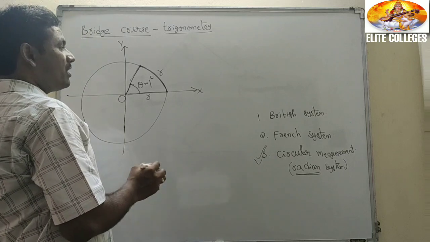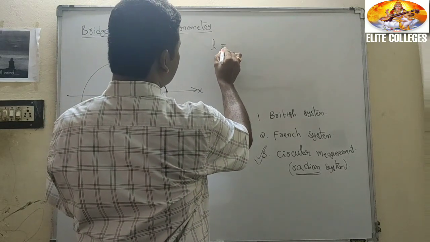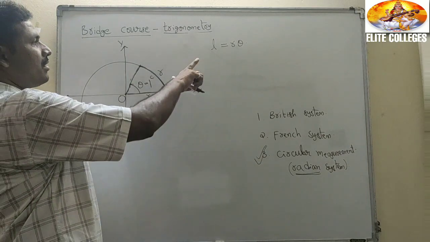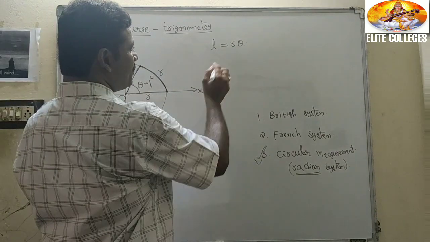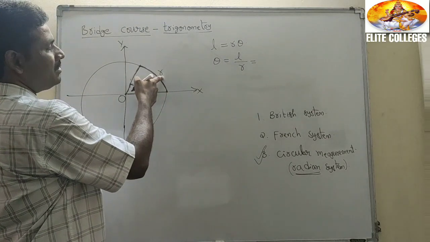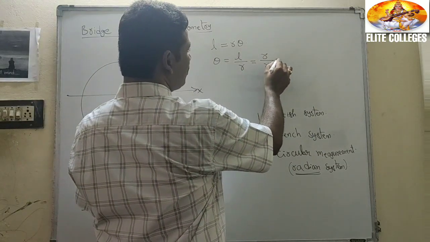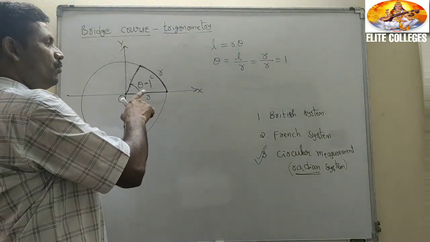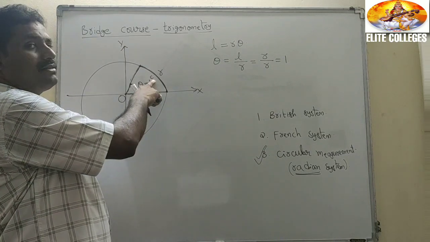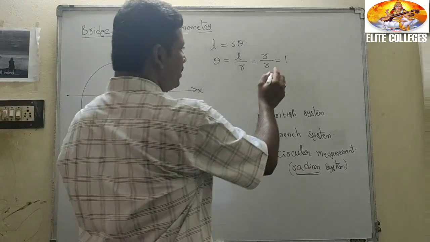Let us see the relation between the angle and arc length. We have the relation: arc length L equals r theta. Then theta equals L by r. Here the arc length is r and the radius of the circle is r, so theta equals 1. That 1 is 1 radian. That radian we denote as 1 c, circular measurement. So this is 1 radian.